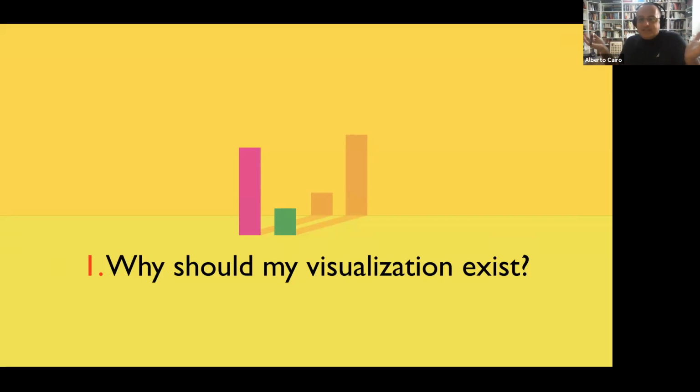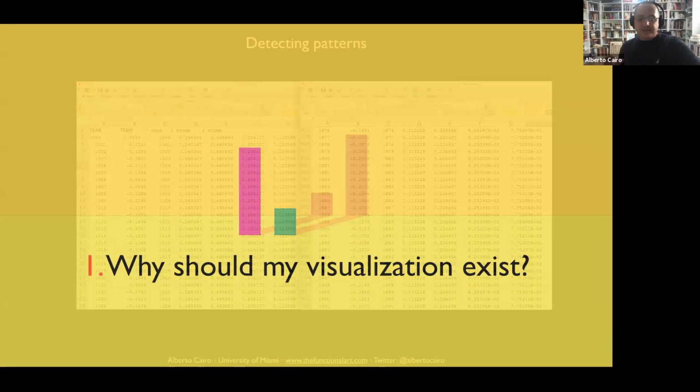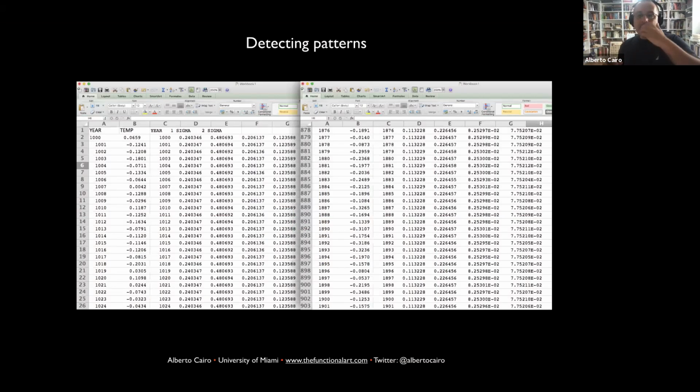Why should my visualization exist in the first place? Do I need a visualization? Well, that question can be answered in different ways. First of all, we need to decide whether to show the data set in tabular format, or to transform the data set into a visualization. How do you make that choice? Well, in general, as in almost everything else in visualization, it all depends on the purpose that you have in mind.